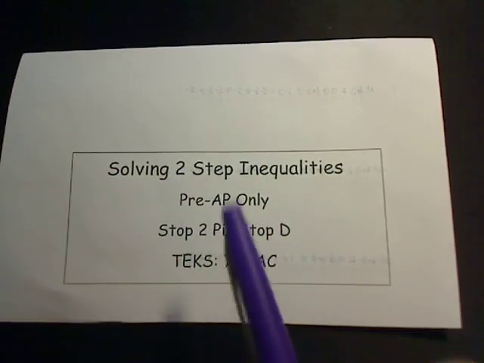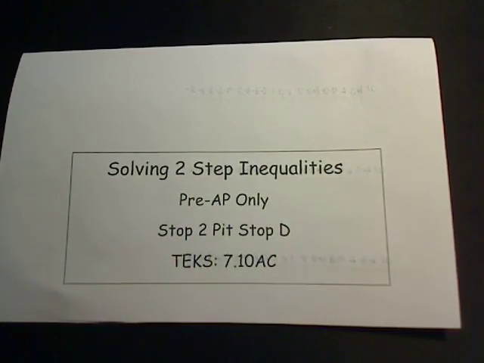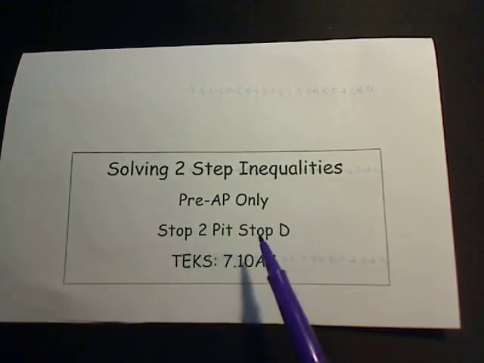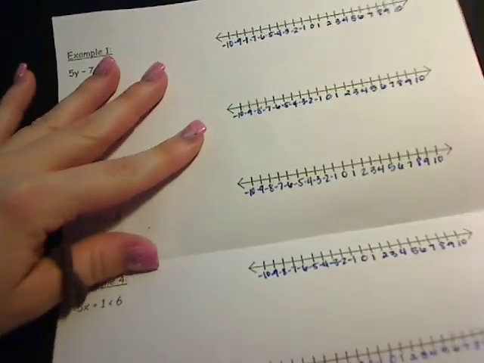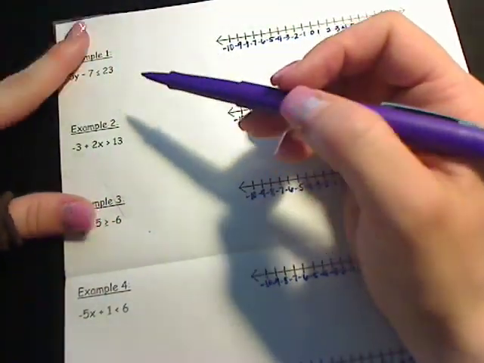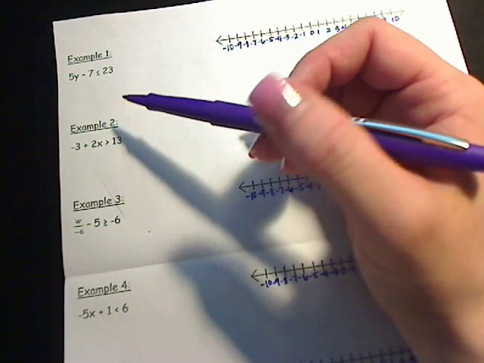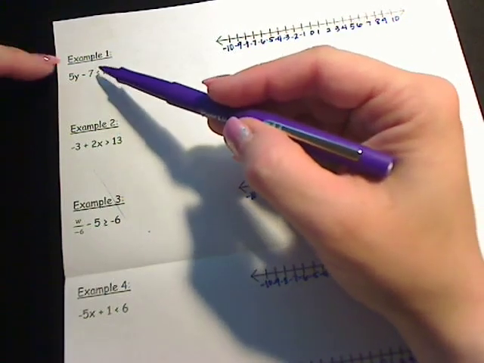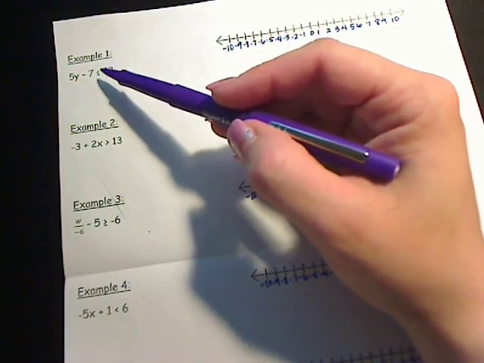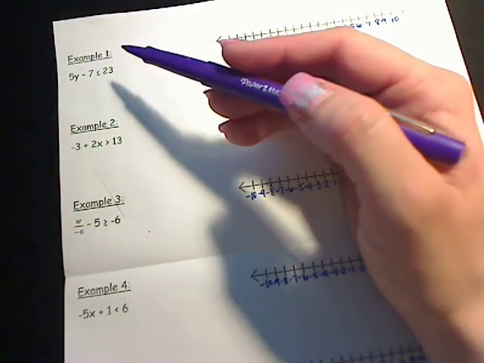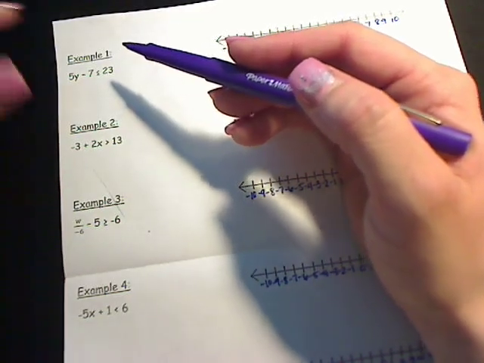Okay, this is solving two-step inequalities for Chapter 8, pre-AP only. Stop 2, pit stop D. So guys, solving two-step inequalities, we're going to follow the exact same rules as we did for two-step equations, and then our same rules for our inequality symbols, just like we have on the past couple stops.